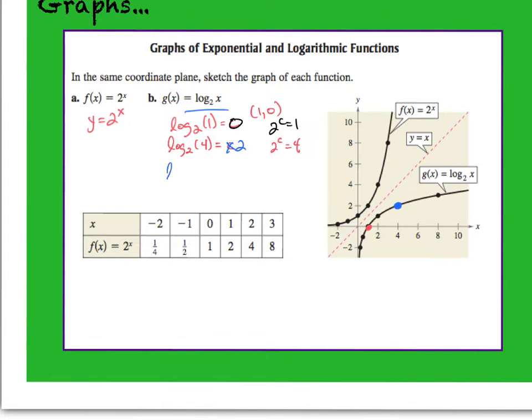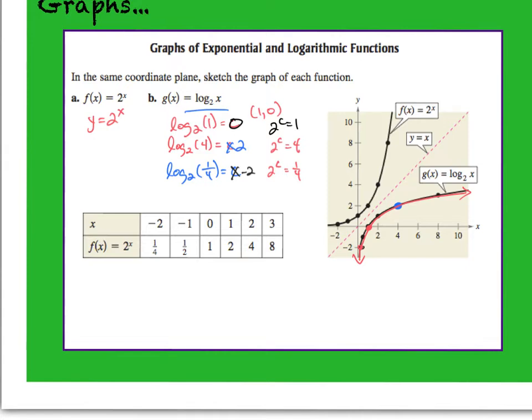Now, what if we did log base 2 of 1/4, and I set it equal to c? I solve a log by doing 2 to the c is equal to 1/4. Well, this is my childhood. What does c have to be here? It's negative 2. So I end up with (1/4, -2), and I actually have this as my log.